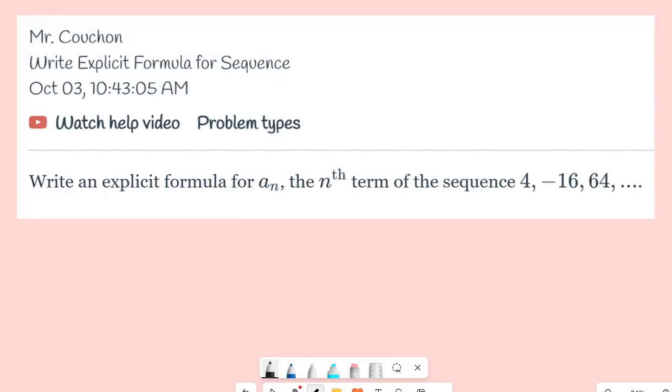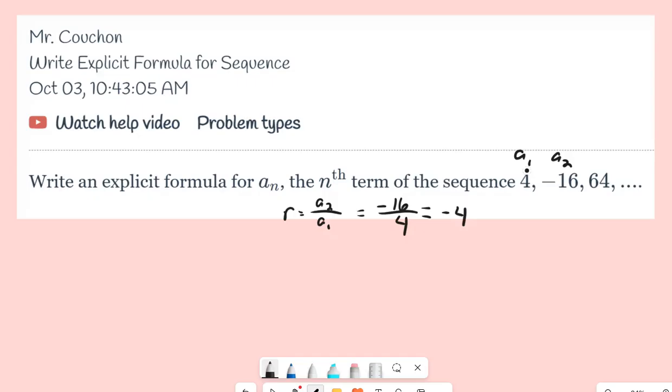Okay, here's another one. If we look at this, that is going down by, let's see, negative 20, and that's not going to work. So it's got to be geometric. To find the common ratio, remember, we just do a sub 2 over a sub 1. A sub 2 is right here, which is negative 16. A sub 1 is 4. So that's going to give us a common ratio of negative 4.